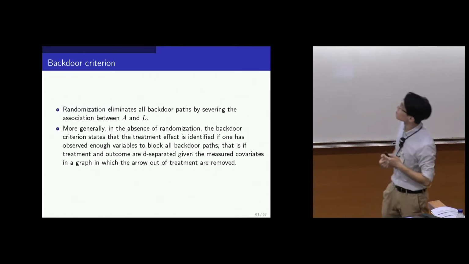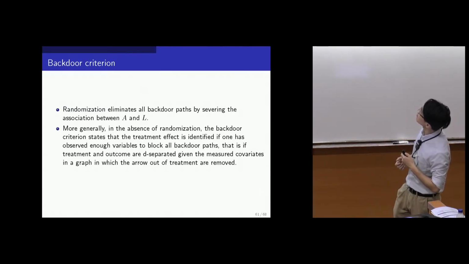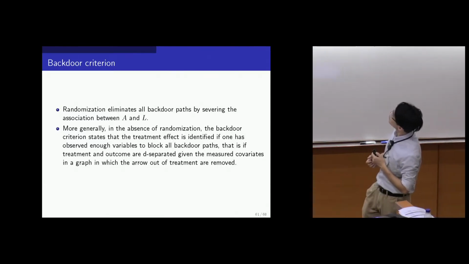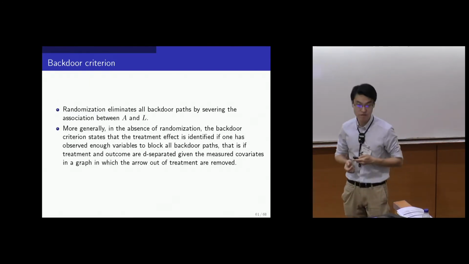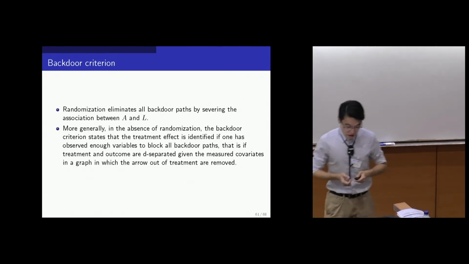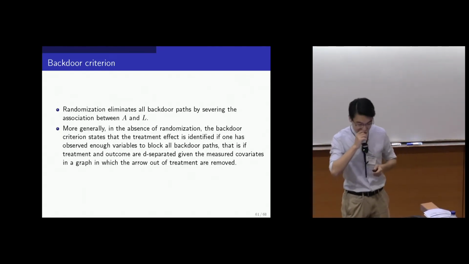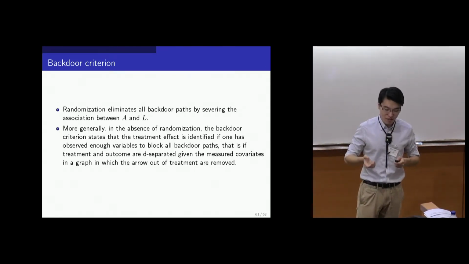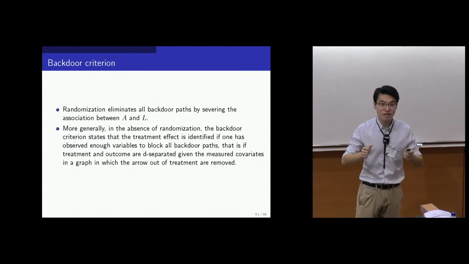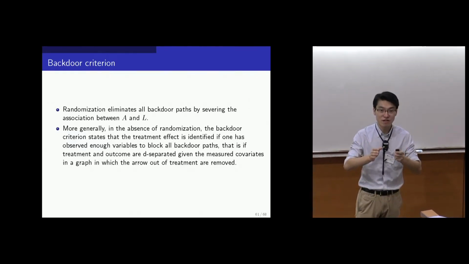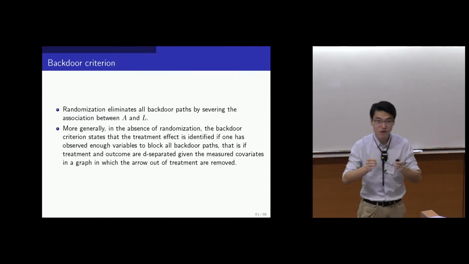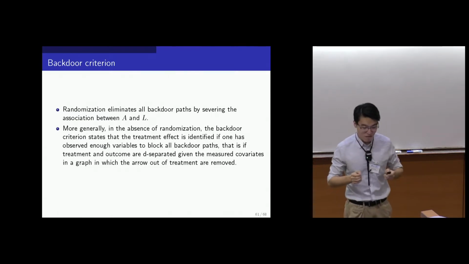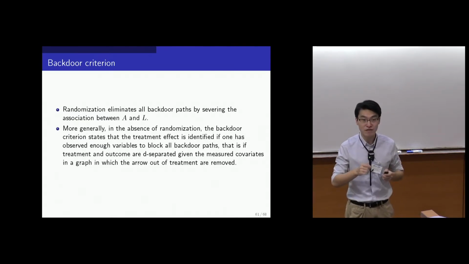Okay? So, that is, we want the treatment and outcome to be d-separated given the measured covariates in a graph in which the arrows out of the treatment are removed. This provides a graphical way for us to identify which are these so-called confounders that we should condition on, so that by conditioning on this set of covariates, we can block all backdoor paths from the treatment to the outcome.